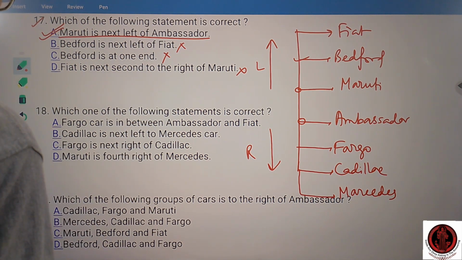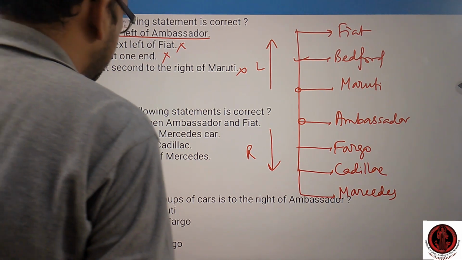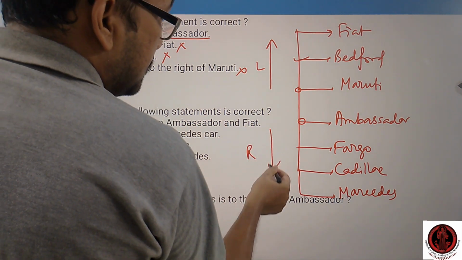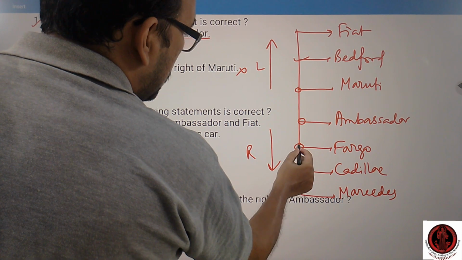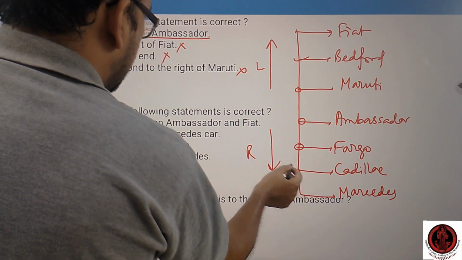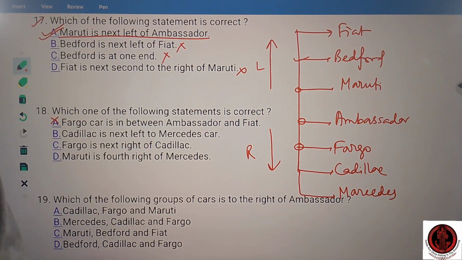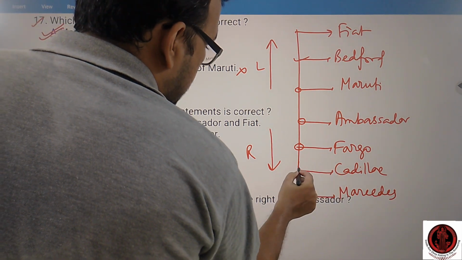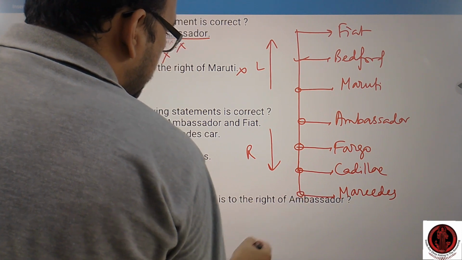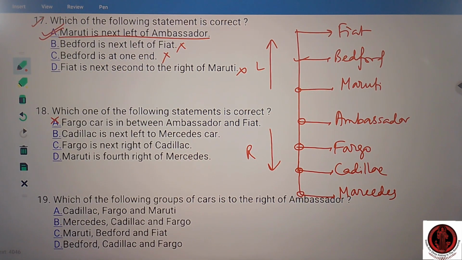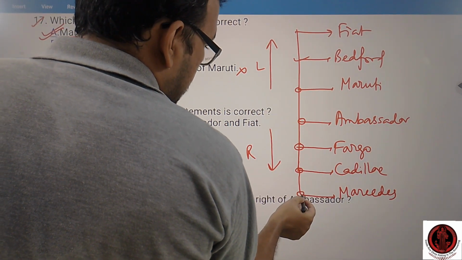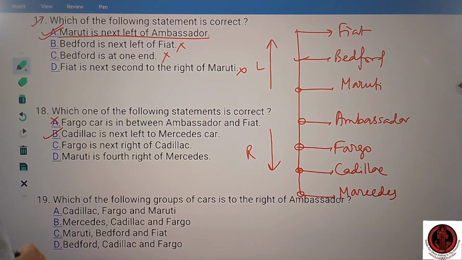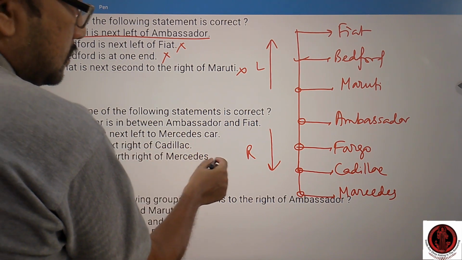Okay. Now question number 18. Which one of the following statements is correct? Fargo car is between Ambassador and Cadillac. This is wrong. Then, Cadillac is next left to Mercedes. Cadillac is this one, next left of Mercedes car. Left is the upper one. Cadillac is next left to Mercedes, so this is correct.